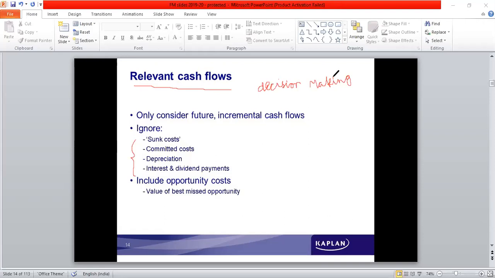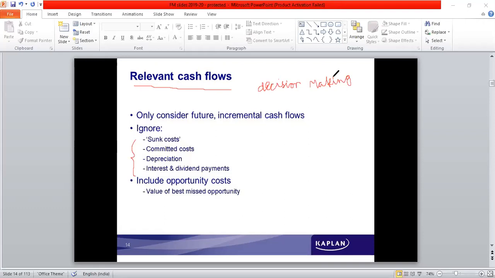They should not be considered. Among them, the first is that there are certain costs which are not relevant for decision making. These are sunk cost, committed cost, depreciation, interest, and dividend payments. What are sunk costs? Sunk costs are already incurred costs, which are historical in nature. They are already incurred, and nothing can be done to undo that. So that is not relevant for decision making.